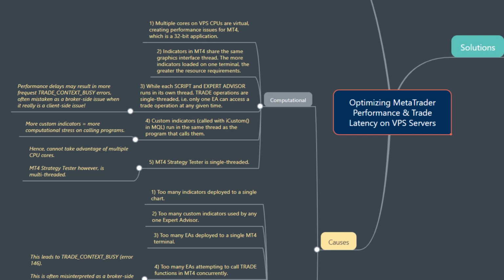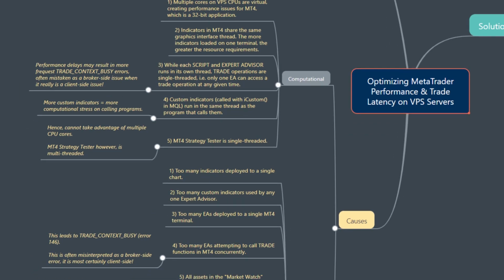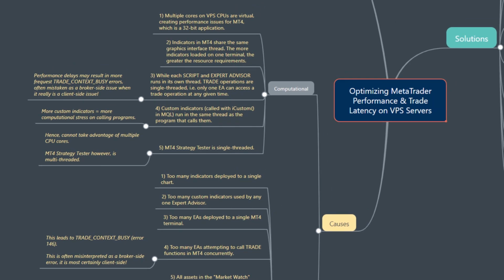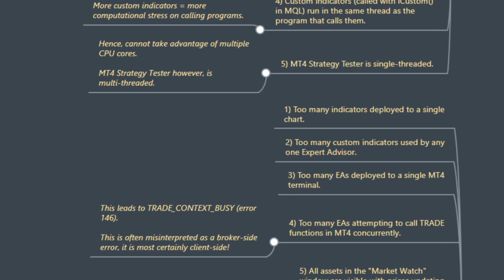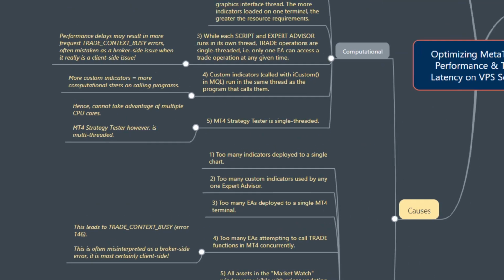you may encounter, such as the ones we discussed earlier: multiple cores on VPS servers are virtualized. They're virtual, and they create performance issues for MetaTrader 4 as it's a 32-bit application. The important thing to note is that when you're looking for a VPS server, when you're selecting a configuration for your VPS server, just remember that more virtual cores does not translate to more power for MetaTrader 4. And why that is, we'll go through shortly in a bit more detail.